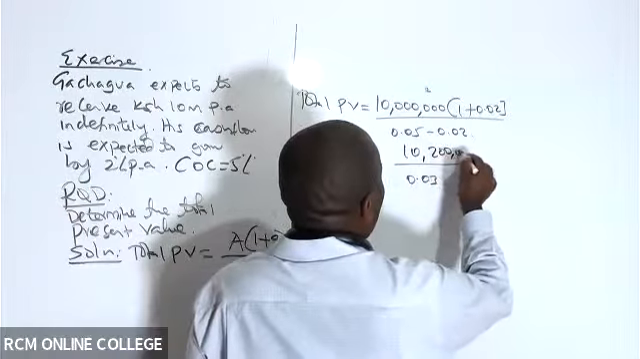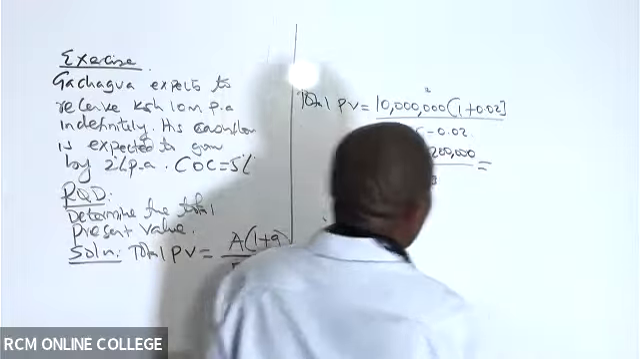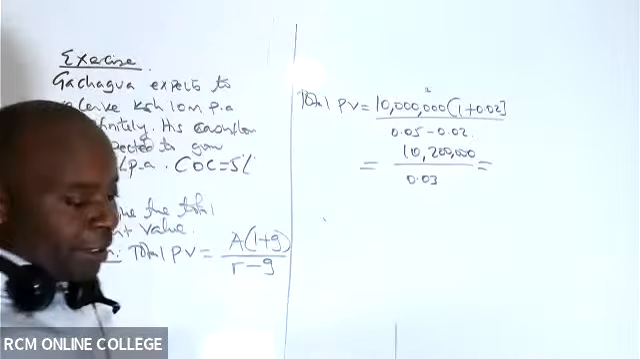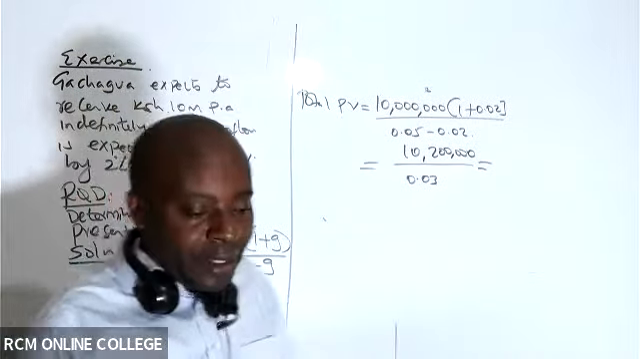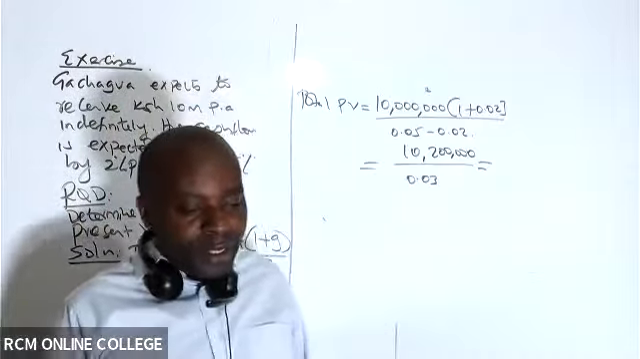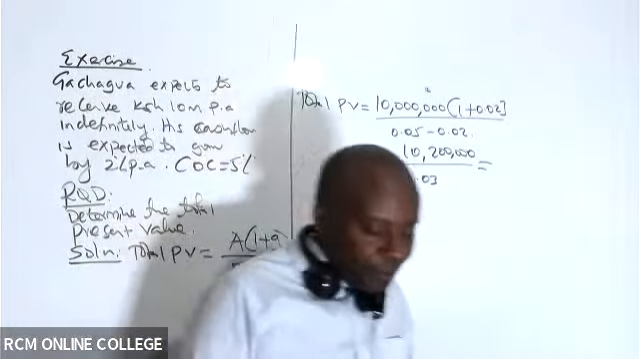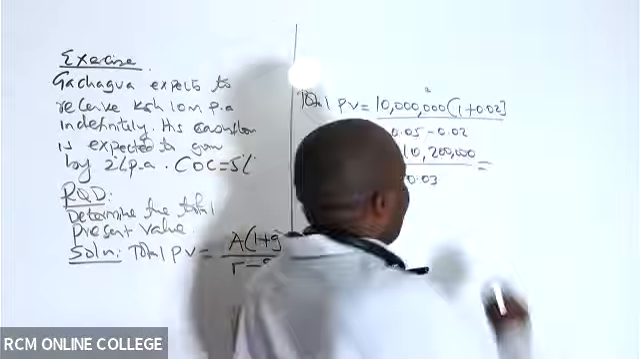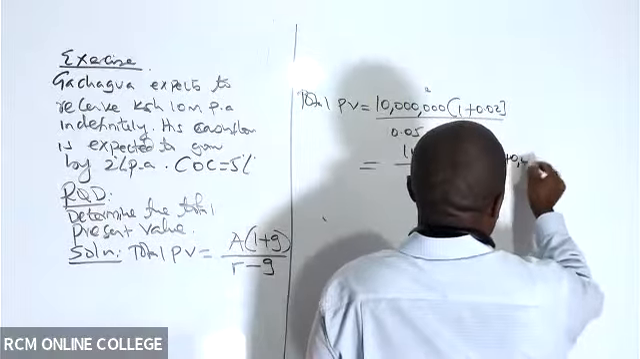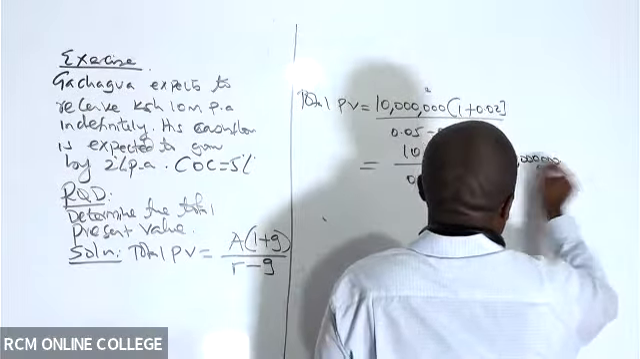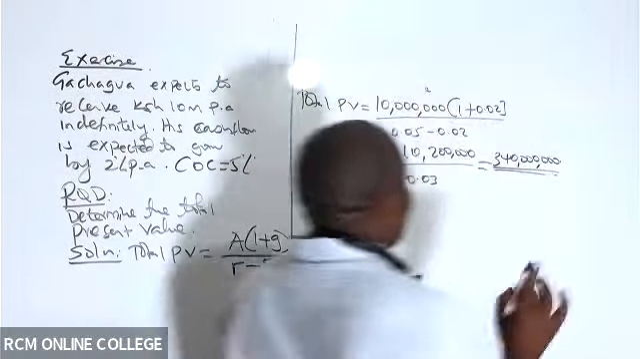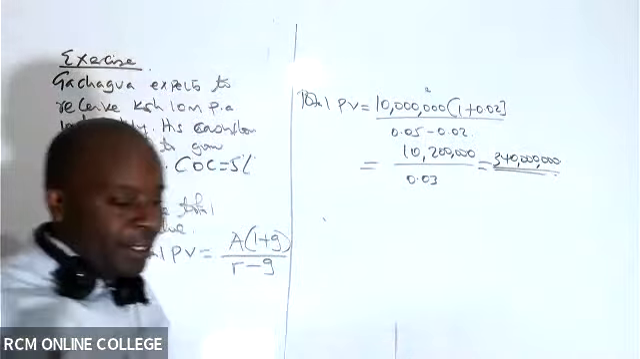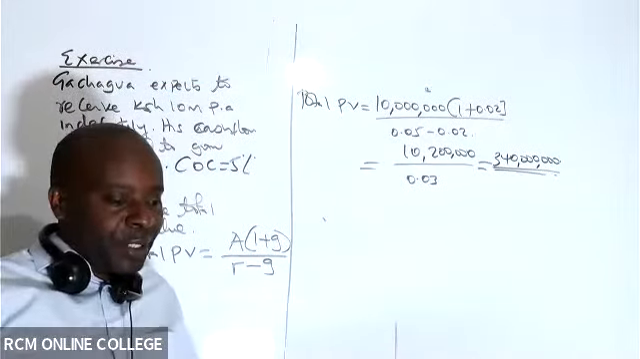So is there somebody who is able to give me this quite an ugly figure? I know the figure will be very ugly. So we have here 10,200,000 divided by 0.03. Somebody tells me it's not ugly actually, it is 340 million. So this is 340 million. Up to here, ladies and gentlemen, are we somehow together?